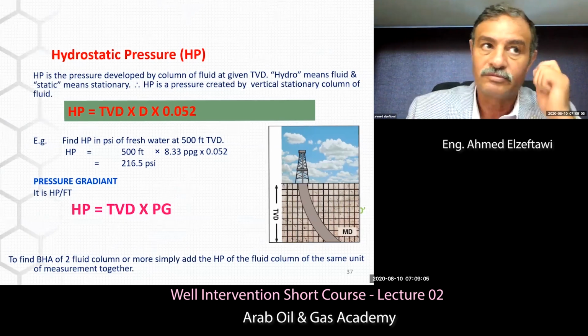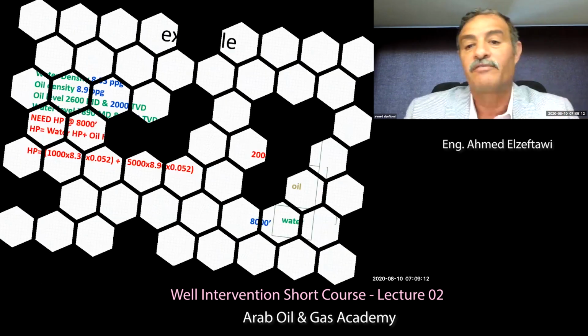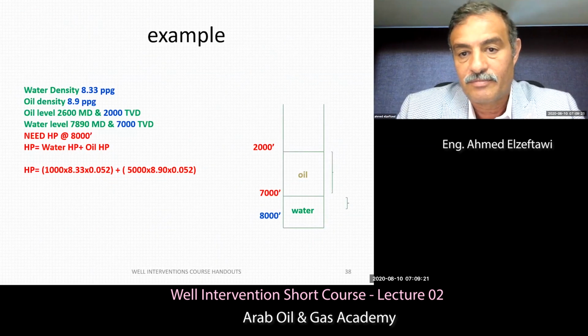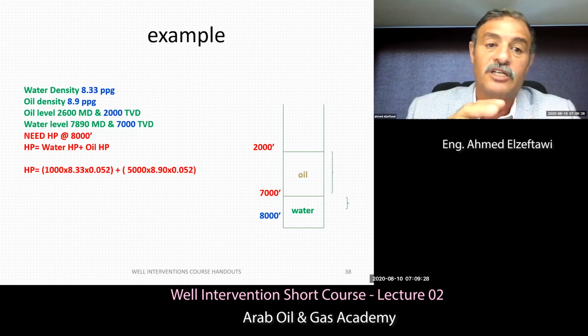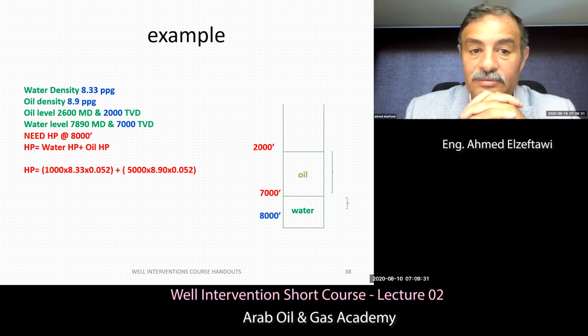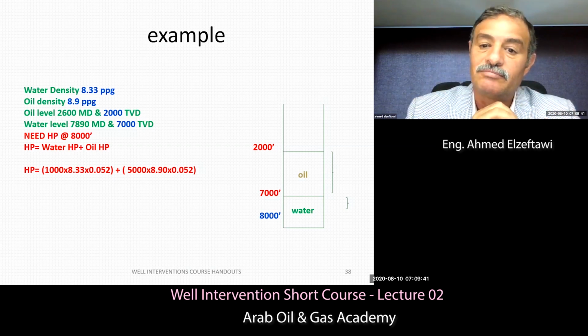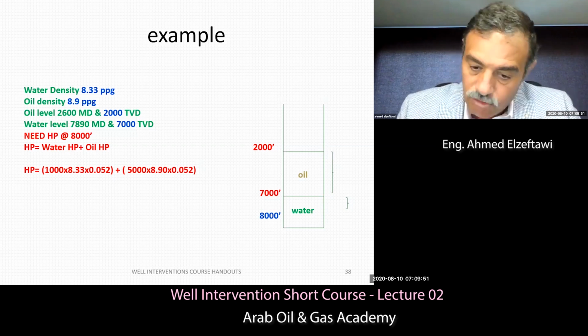Let's have an example of a well containing two different fluids. Here we have this column or this pipe filled with water, and we have oil above it. And we have data about the oil and data about water. It tells you here that the water density is 8.33 ppg, the oil density above it is 8.9 ppg, and we have the fluid level. The water fluid level is 7,890 MD, measured depth.